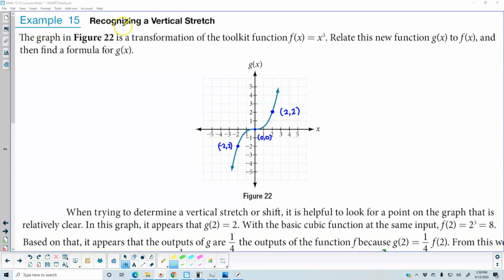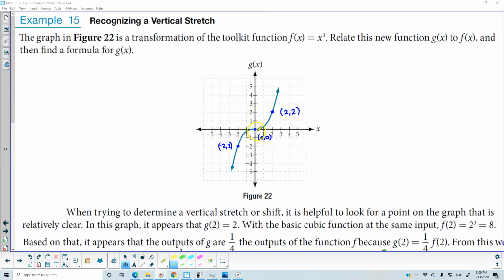Example 15, recognizing a vertical stretch. The graph in figure 22 is a transformation of a toolkit function f of x, which is equal to x cubed. We want to relate this new function g of x to f of x, and then find a formula for g of x.